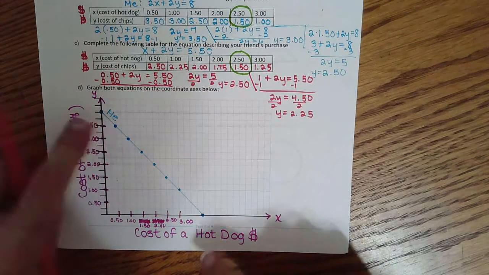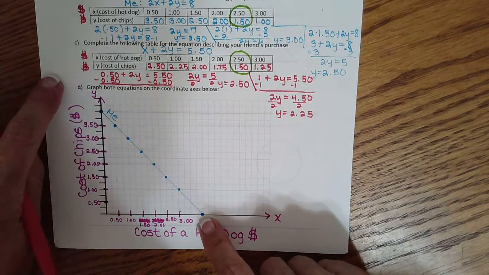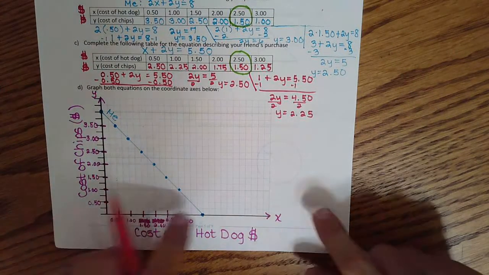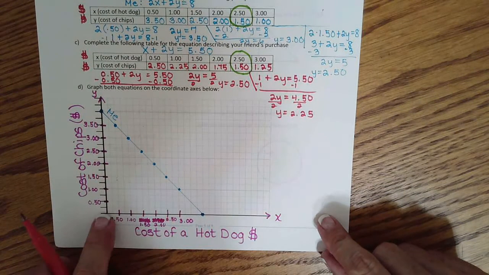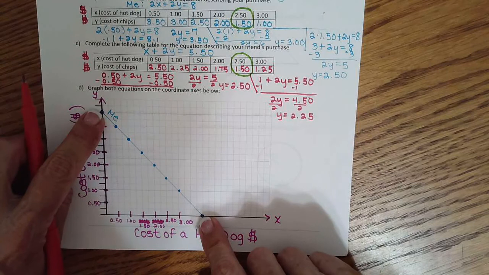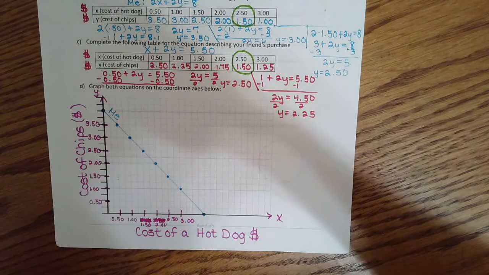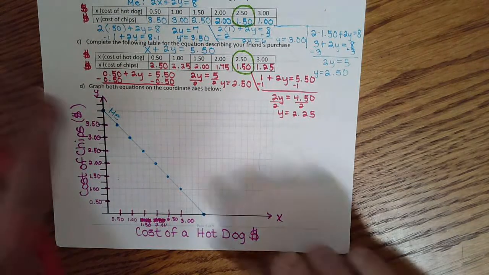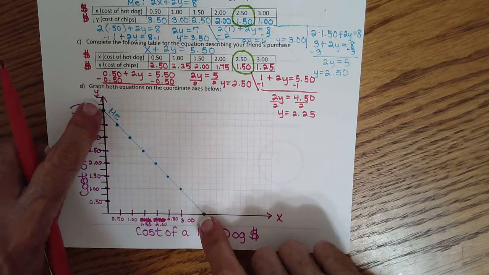So I labeled this one mine. Notice I didn't draw arrows that way because I can't have negative cost. So the costs have to stay positive, which means they need to be in quadrant 1. So make sure you don't have any arrows or you don't go past the quadrants.